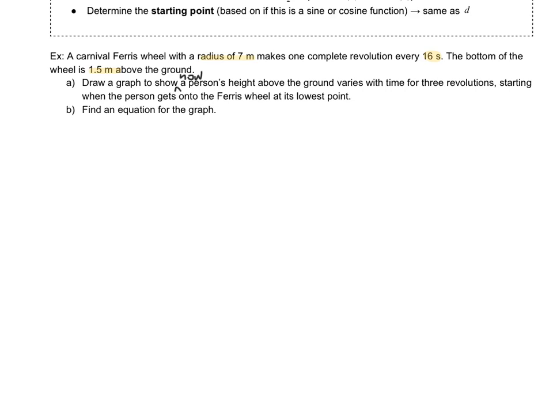All right, so for A, we're going to draw a graph to show how a person's height above the ground varies with time for 3 revolutions, starting when the person gets onto the Ferris wheel at its lowest point. So first thing I'm going to do is draw the Ferris wheel to get a sketch, and then I'll think about my actual sinusoidal graph. So here's the Ferris wheel, and here's the ground. We know that the bottom of the Ferris wheel is 1.5 meters above the ground, which means that is going to be our minimum point because that's the lowest height that a person can be at.